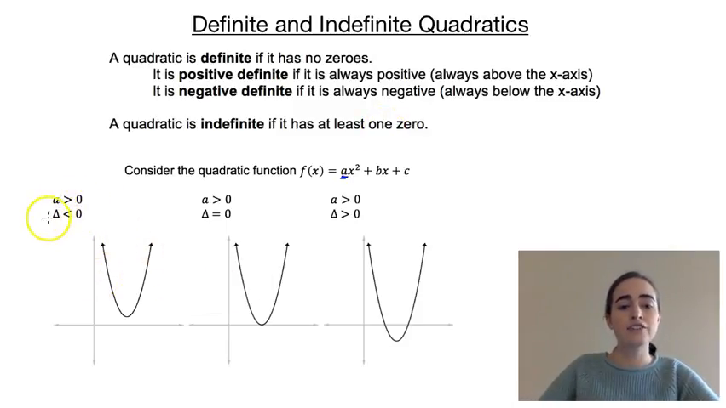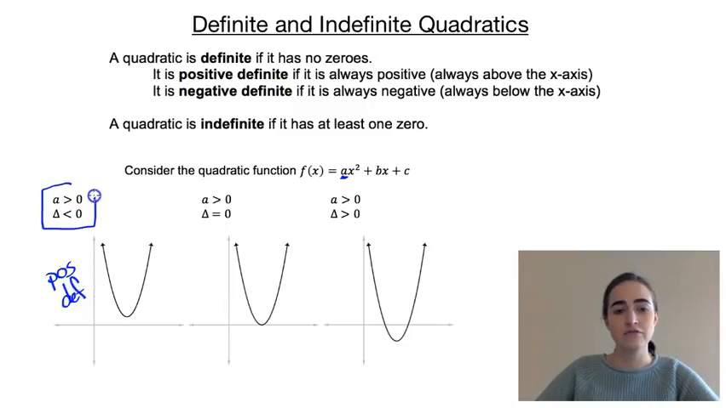We can either have our discriminant being less than 0, which means that we have no zeros, and we end up with a parabola that looks like this. If we get something that looks like this, that's what we call positive definite. So this is the condition for a quadratic to be positive definite. If we have our discriminant equal to 0, then that means it touches the x-axis at its vertex. It touches just there. And if we have our discriminant greater than 0, that means we're going to have 2 distinct roots. So these are both indefinite quadratics.